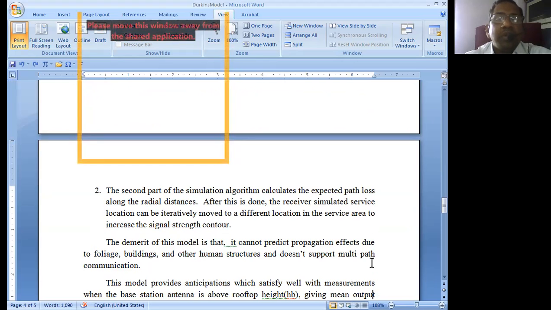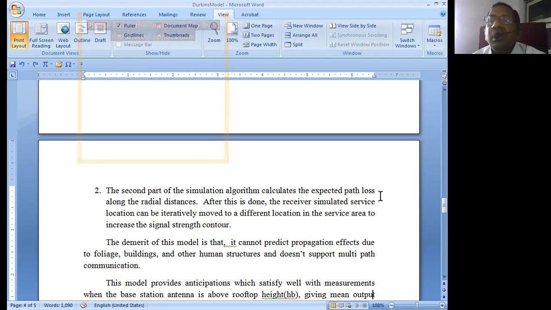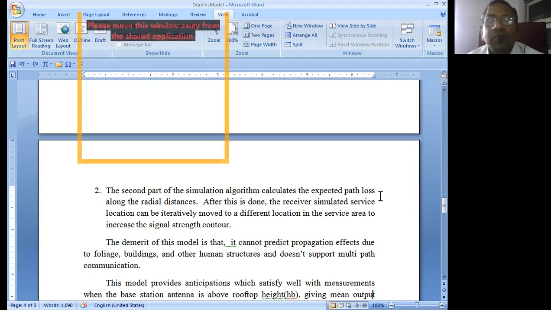Then the second part of the simulation algorithm calculates the expected path loss along the radial distances. Now, by keeping all the topographical database of the region of coverage area, it is going to calculate the expected path loss between the transmitter and the receiver over the radial distances. Now, after calculating the path loss, the receiver simulated service location can be moved. So here we'll be doing it.